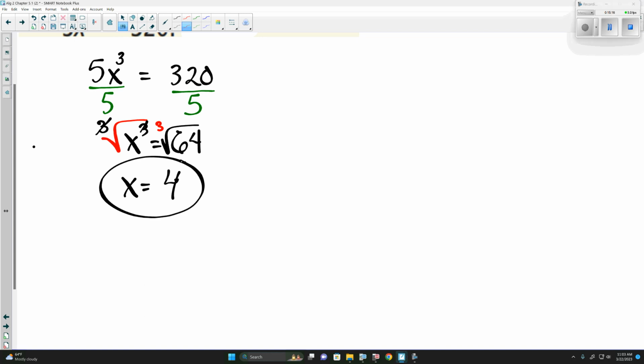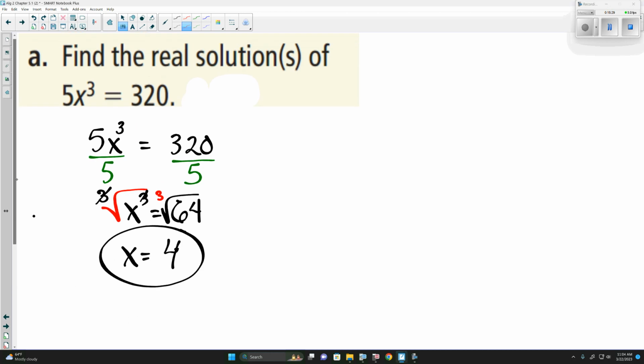So that would be the only root that we have, because again, with cubed roots, when we have an odd root, we only have one real root. The other two roots are going to be complex. And again, these are only asking for the real solutions. It does not ask for the complex solutions. Any questions on this here?